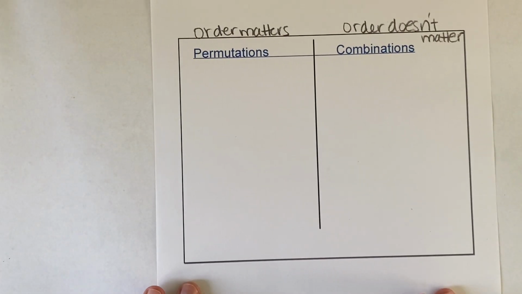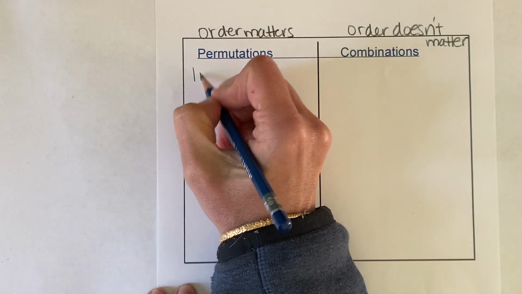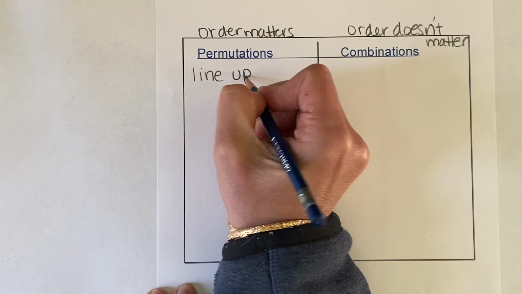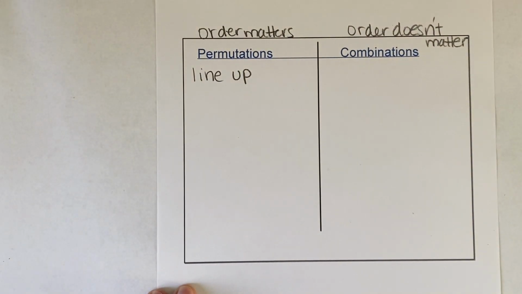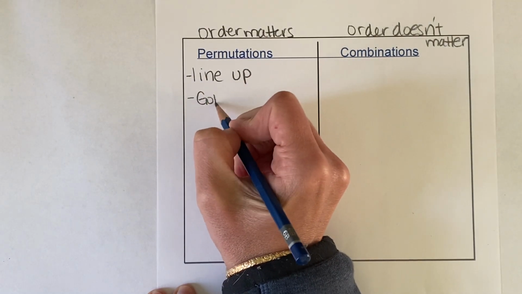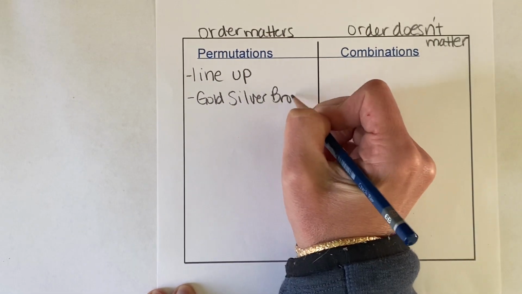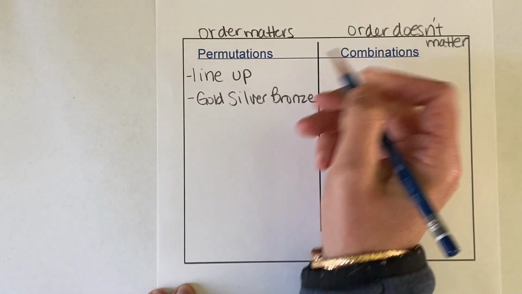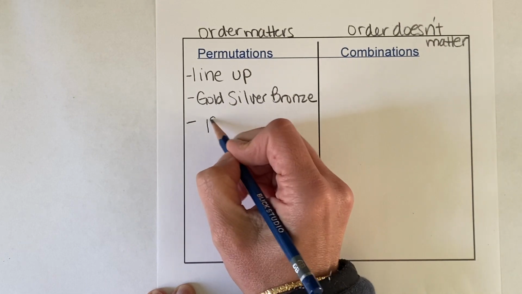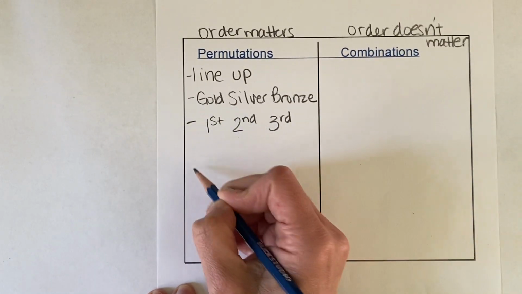Right. So here are some keywords. For permutation, sometimes people are lining up. If you are lining up, you know it matters who's first in line. If you are winning something, maybe you're winning gold, silver, or bronze. You know order matters there. Same thing as gold, silver, bronze is first place, second place, third place.